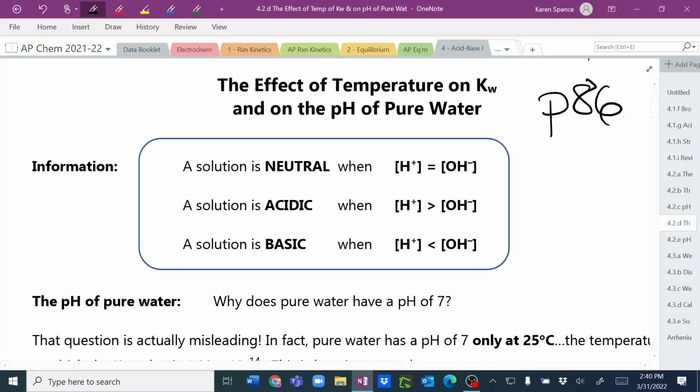A solution is neutral when hydrogen ion is equal to hydroxide ion. Does that make sense? Okay. A solution is acidic when hydrogen ion concentration is greater than hydroxide. Yes? And it is basic when hydrogen is less than hydroxide.